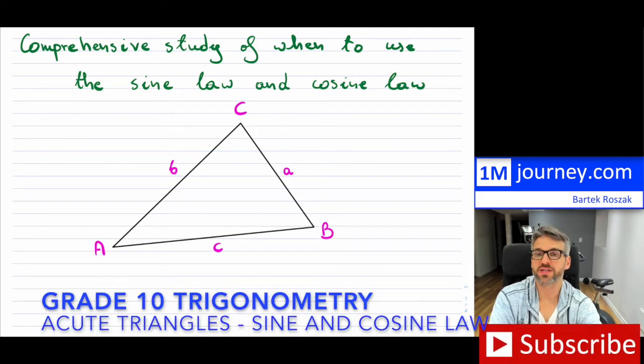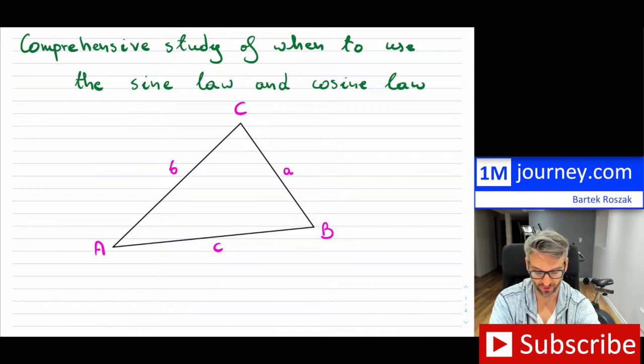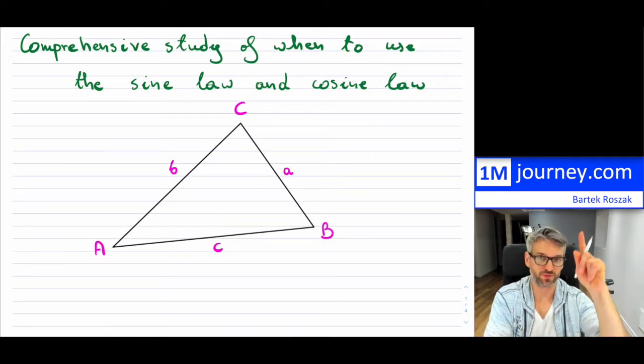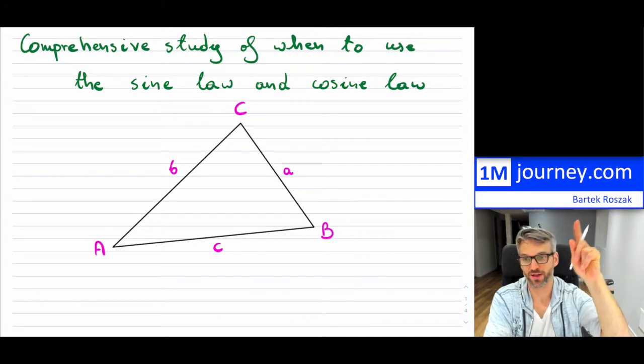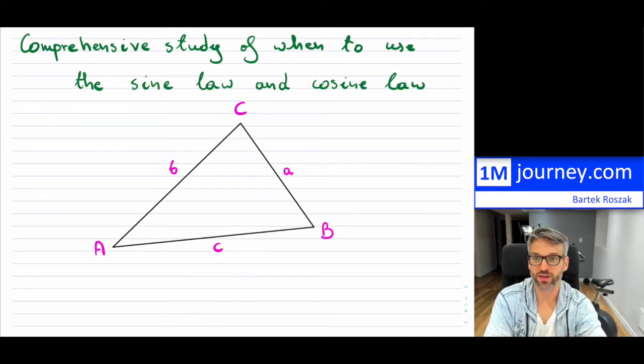A comprehensive study of basically when to use the sine law and cosine law. Now I have derived these two, and these are for the acute triangle here. So I'm going to put up a link above to the sine law if you want to review it before you watch this. And you probably should also know the cosine law as well. And if you want to know where it comes from, I'll put up another link above there. In this video, I'm going to basically tell you when you use which one.